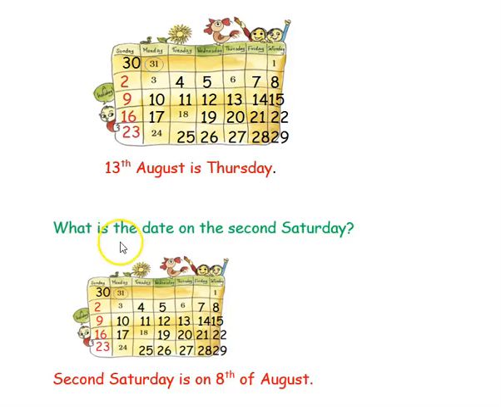Next question: what is the date on the second Saturday? Second Saturday means second week Saturday. So in the first week, day 1 starts on Saturday. Okay, and then 2, 3, 4, 5, 6, 7, 8. So this 8 is on the second Saturday. First Saturday is 1. So the date 8 is on the second Saturday. So we can say the second Saturday is on 8th of August.